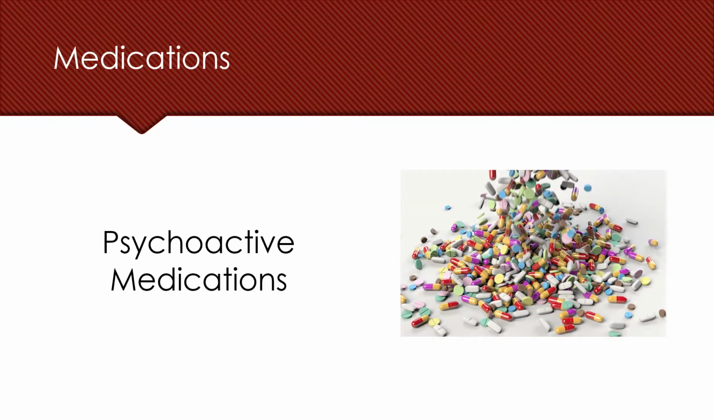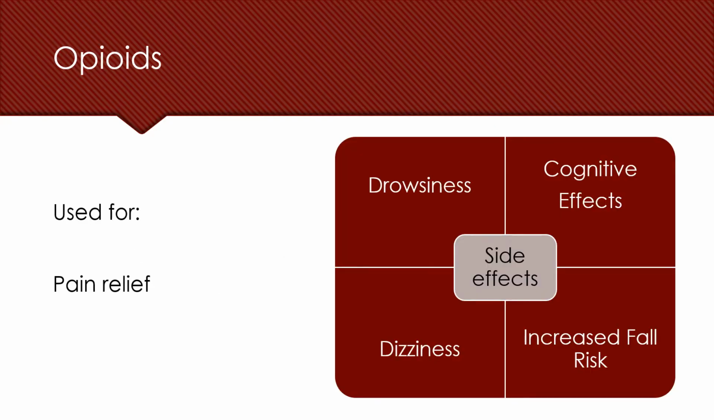Okay, so next we're going to take a bit to talk about the different medications and how they affect fall risk. So first we're going to talk about some different psychoactive medications. Okay, so the first psychoactive medication that we're going to discuss is the family of opioids. So these are typically used for pain relief.